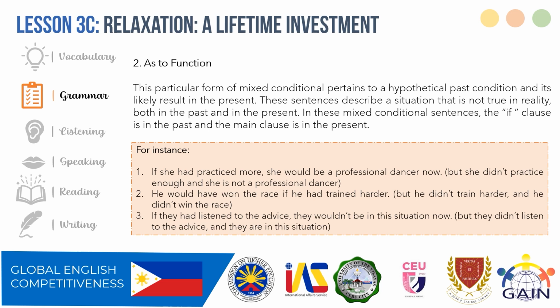Second example, he would have won the race if he had trained harder, but he didn't train harder and he didn't win the race. Third example, if they had listened to the advice, they wouldn't be in this situation now, but they didn't listen to the advice and they are in this situation.